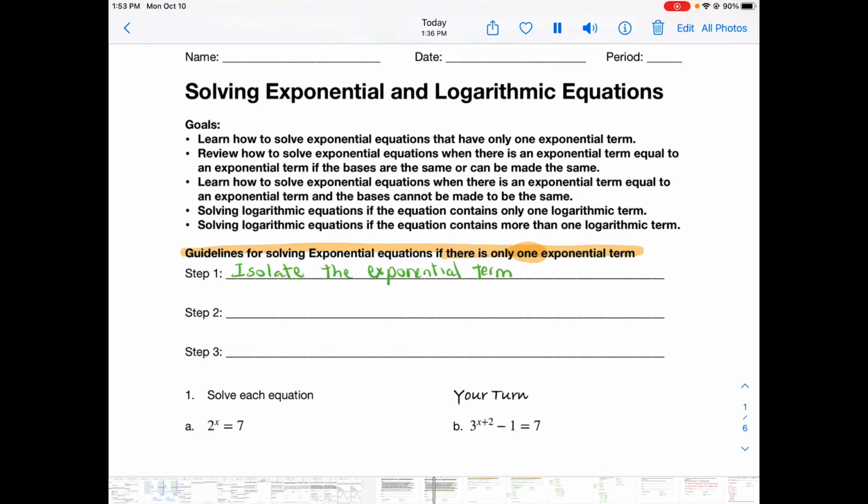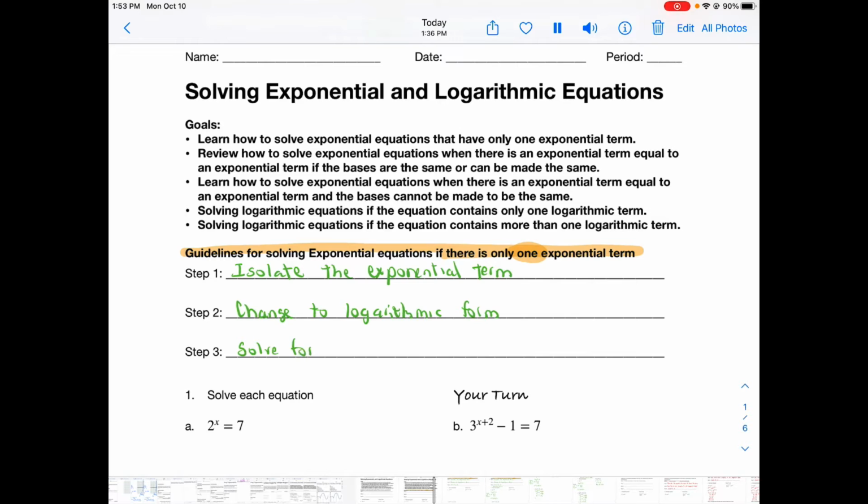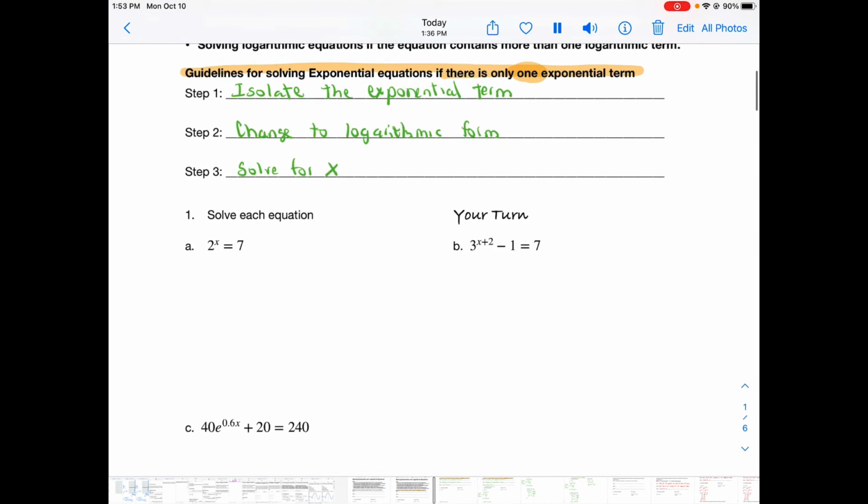Once I've isolated the exponential term, our second step is to change to logarithm form. So remember last class we learned how to change in between logarithmic form and exponential form. So we're going to rewrite the exponential term as a logarithm. You can choose to either use the common log or the natural log, whichever form that you want. I'm sorry, that's in the next one. Then we're going to solve for x using any type of technique that we've learned. You will need calculators for this section.